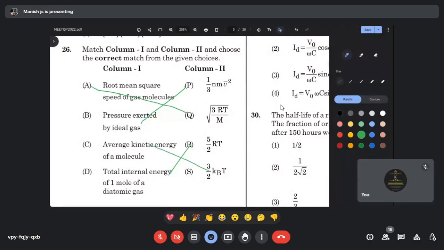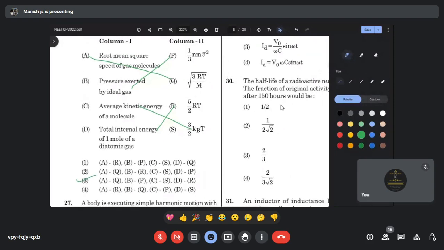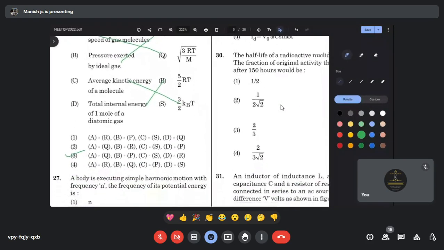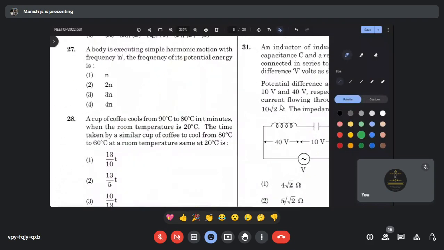So which is the correct answer key for this? There are two options with A and Q. So go for next. B is P. So option 3. Option 3, sir. Yes, option 3 is correct. Okay, fine. Next, question number 27.